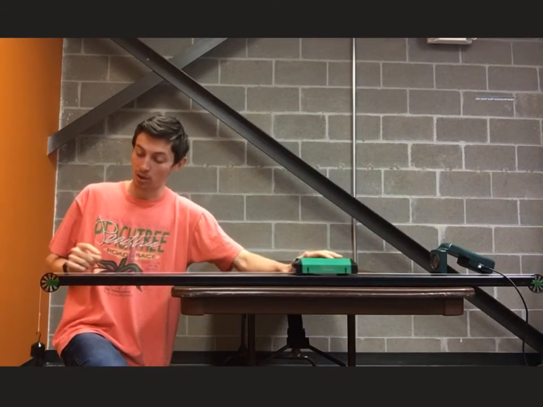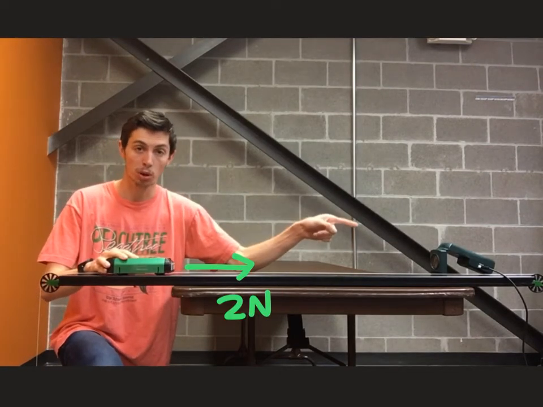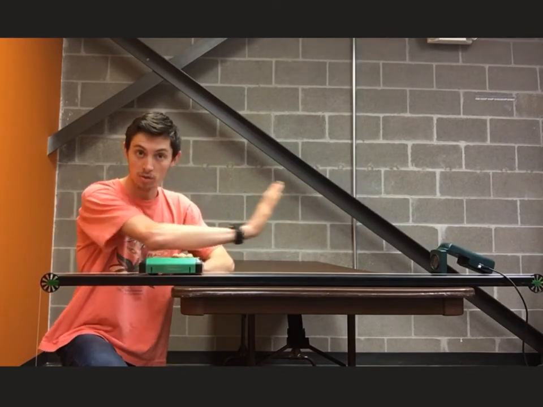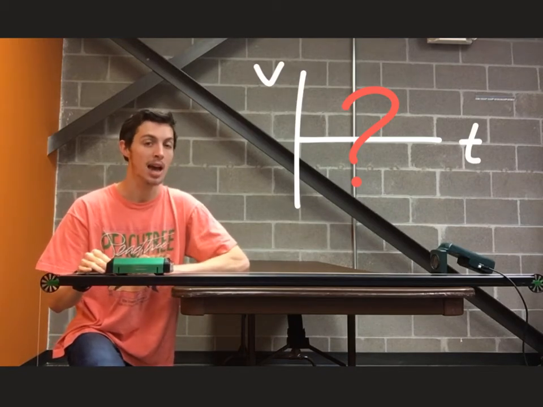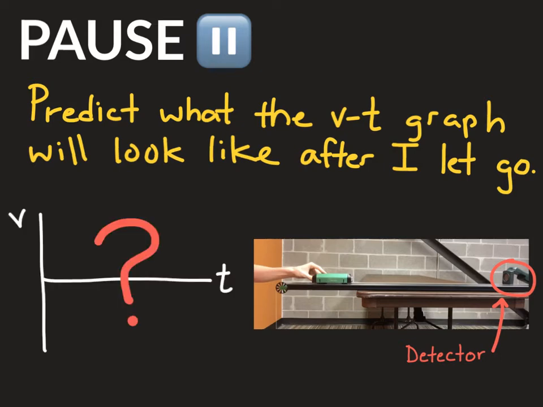Now remember, I've still got 3 newtons of weight pulling this way and 2 newtons pulling that way. So I'm going to speed it up and let go, and it's going to move this way after I let go. I want you to tell me, is it going to speed up, slow down, or move with constant speed? So do the same thing, predict what the velocity time graph will look like after I let go. Go ahead and pause the video and predict what the velocity time graph of this cart will look like after I push it to the right and let go.